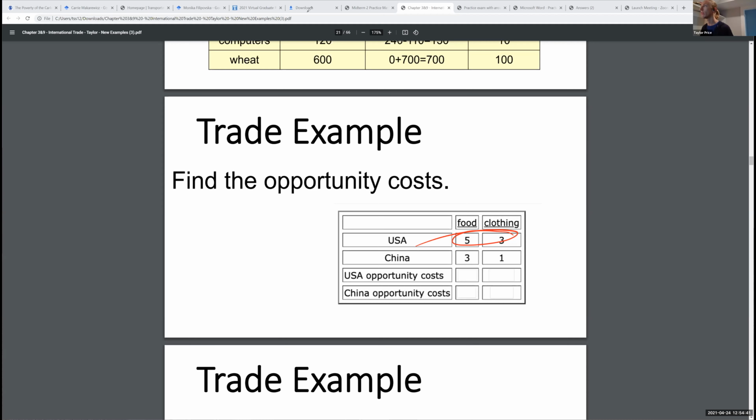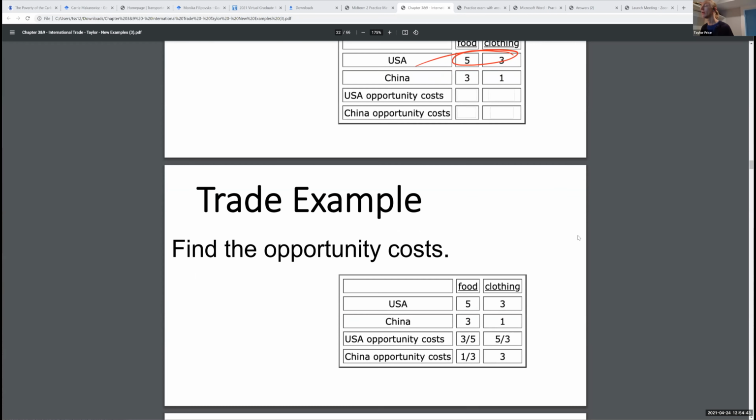So if we scroll down. Okay, so just because they have absolute advantage doesn't mean they should be producing it. Exactly, and that is a very, very important point. Okay, got it, I understand now. Awesome.